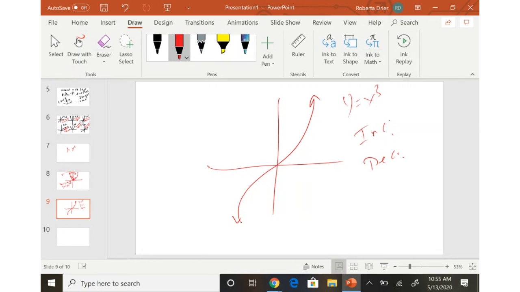Blaine, when's it increasing? I just disconnected, so I didn't get to see what you were talking about on the last slide. Okay. So what we're talking about here, Blaine, is increasing and decreasing.